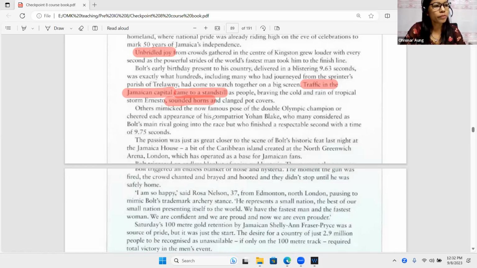Others make the now famous pose of the double Olympic champion or cheered each appearance of his compatriot Yohan Blake, who many consider as Bolt's main rival going into the race, but who finished a respectable second with a time of 9.75 seconds.